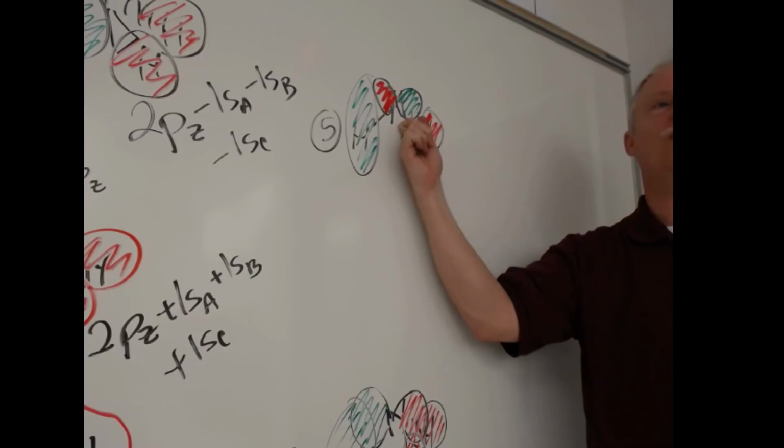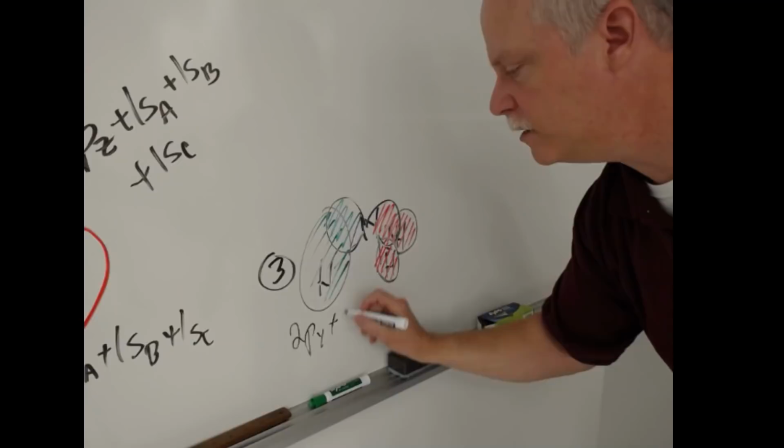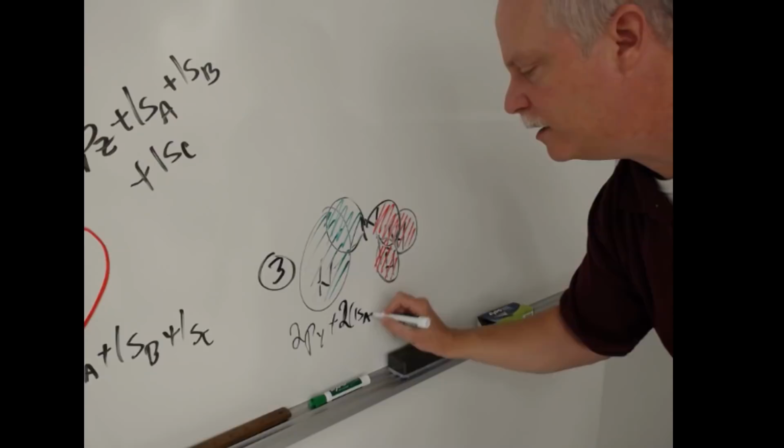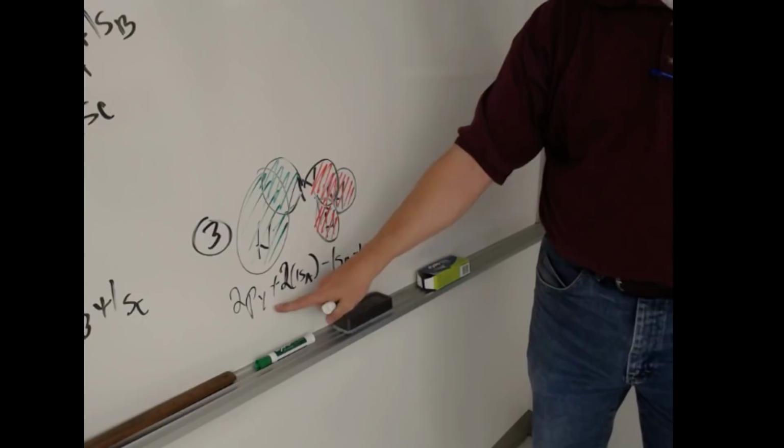And so if you were to label this one down here, 2PY plus 2 times the 1SA minus a 1SB minus 1SC. So remember, that's that combination for the hydrogens, and I have the 2PY plus that combination.